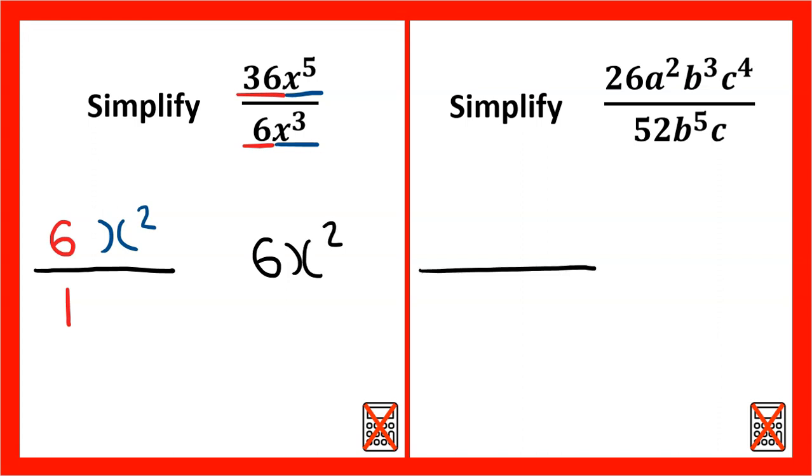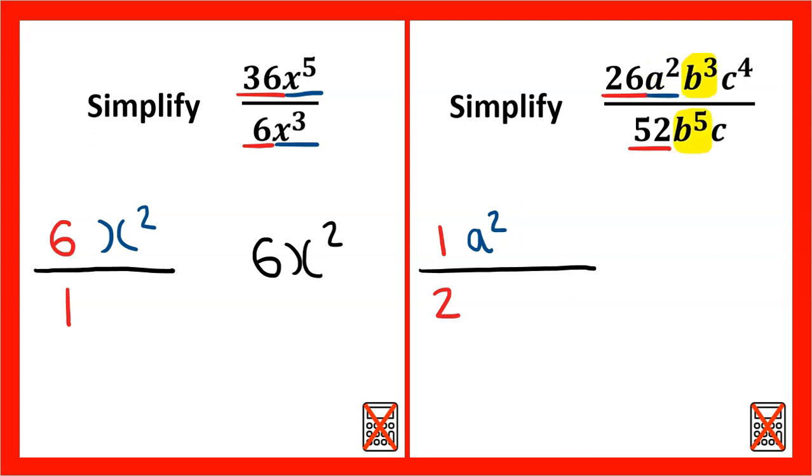We'll repeat the process for the second question with a few slight differences. Starting with 26 and 52, make sure you always identify the highest common factor. For example, both of these are divisible by 2, but the largest factor would be 26. 26 goes into 26 once, and 26 goes into 52 twice. Next, we'll move on to our variable a. Notice how we have a squared at the top, but there's no a variable at the bottom. That means we're unable to simplify this, so it just remains as a squared at the top.